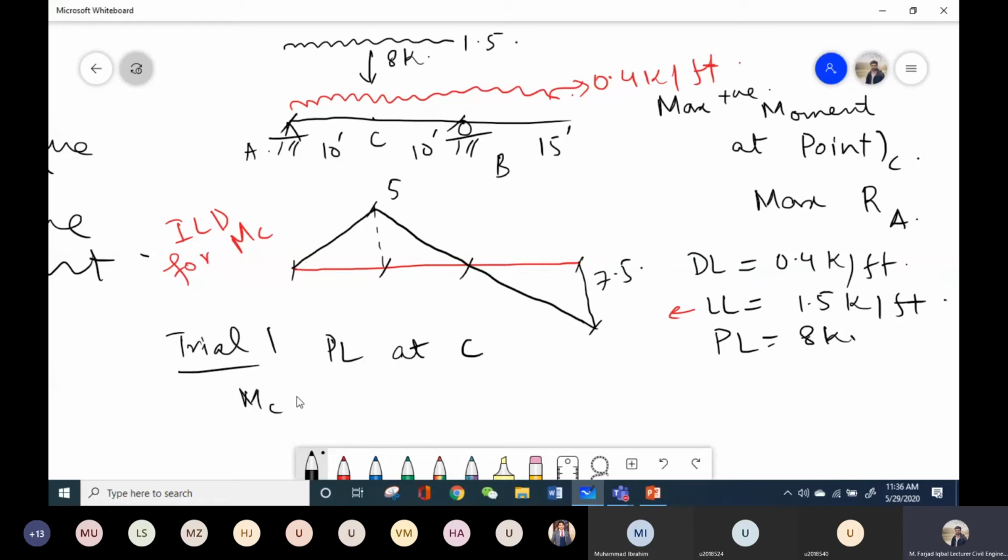That will be 8, the point load, multiplied with the ordinate of 5. And for the live load, you have to multiply with the triangle, that is 10 feet and 10 feet, and this is 15 feet. So 1.5 into half into 10, and this ordinate is 5. One triangle is this one, and the other one is half into 10 into 5.